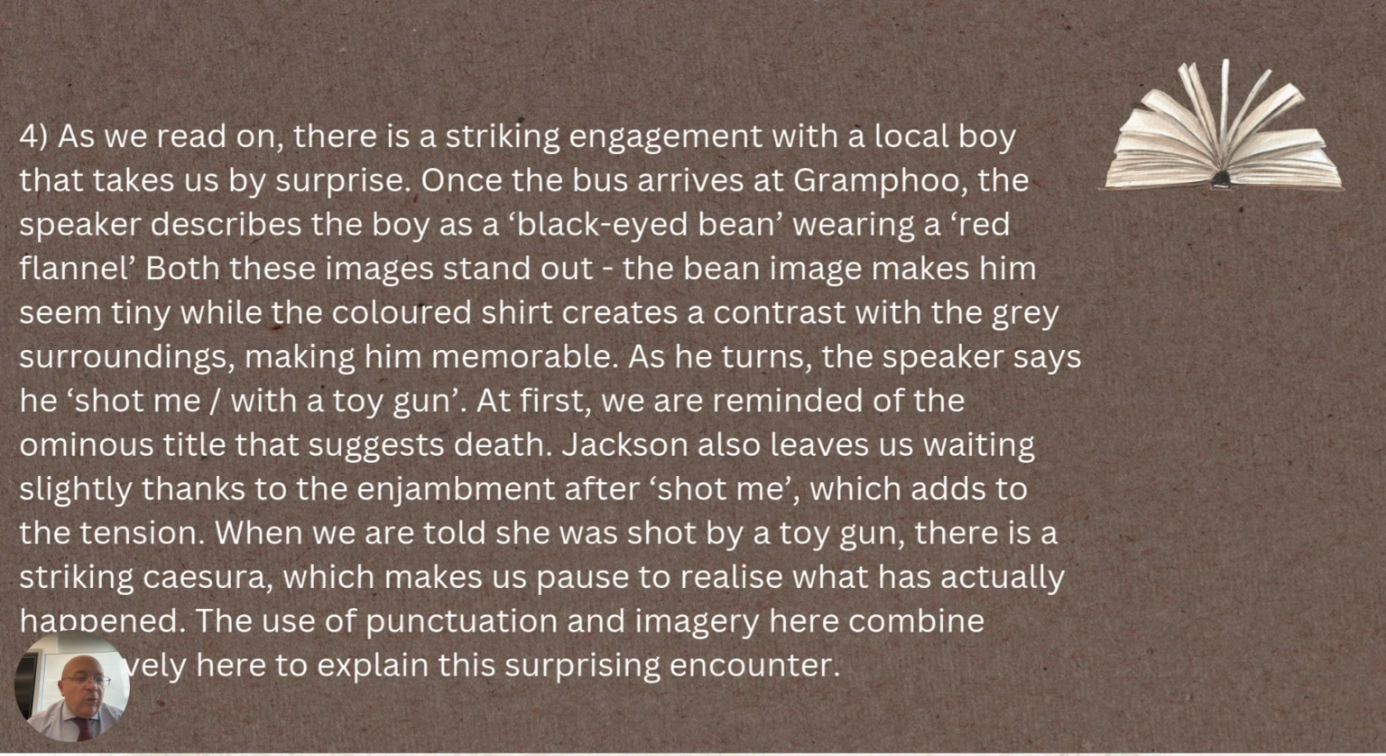The bean image makes him seem tiny, while the coloured shirt creates a contrast with the grey surroundings, making him memorable. As he turns, the speaker says, "He shot me," with a toy gun. At first, we're reminded of the ominous title that suggests death. Jackson also leaves us waiting slightly thanks to the enjambment after "shot me," which adds to the tension. When we're told she was shot by a toy gun, there's a striking caesura or full stop, which makes us pause mid-line to realise what has actually happened. The use of punctuation and imagery combine effectively here to explain this surprising encounter.